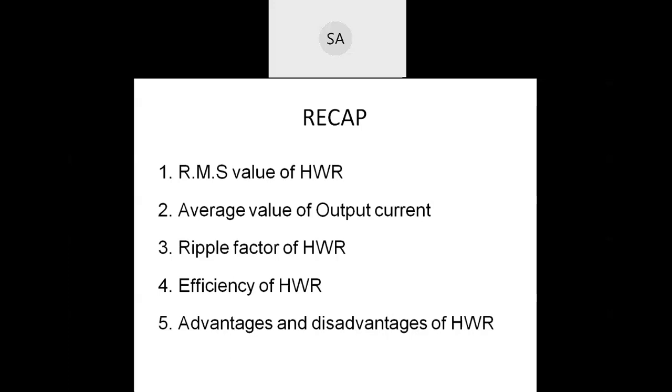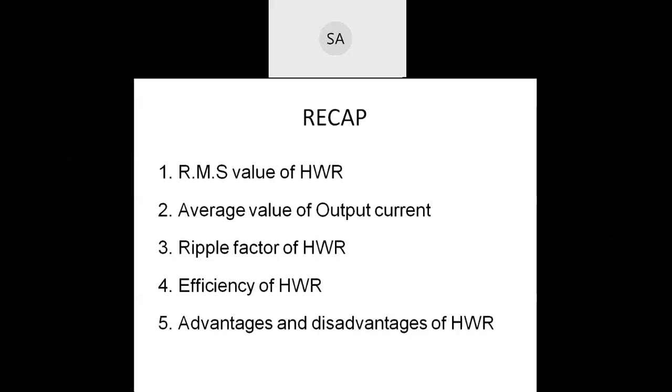RMS value of the half-wave rectifier. It is also called the effective value of output current, which is IRMS equal to IM by 2. The average value of output current, or the DC current, is IDC equal to IM by π. Or else we can get the average value of output voltage, VDC equal to VM by π.